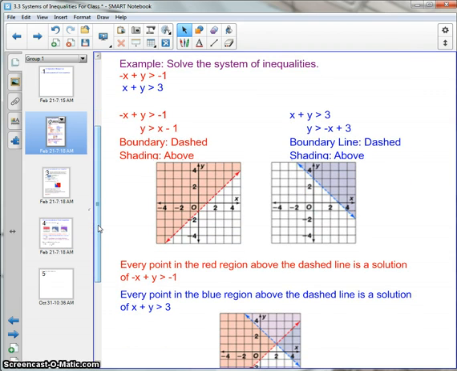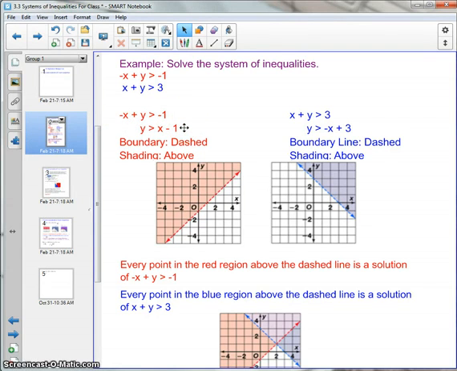So we want to graph the system of inequalities, and our first one is in red, and it's negative x plus y is greater than negative 1. And in the blue, we have our second inequality, which is x plus y is greater than 3. So just like we did in Chapter 2 when we wanted to graph an inequality, we want to solve for y. So that's what we do here in this step. We rewrote our inequality and then added x to both sides in order to get y is greater than x minus 1.